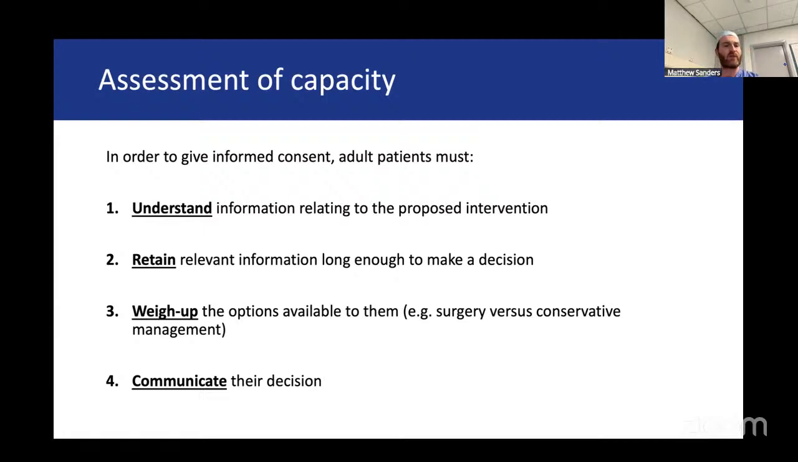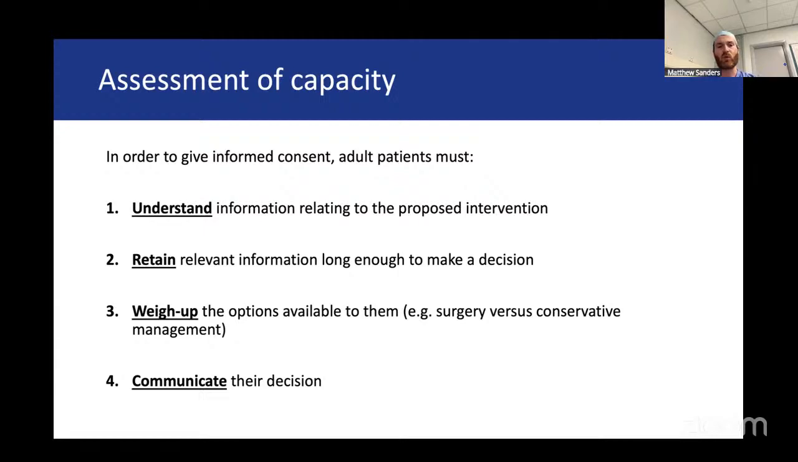An individual has to be able to retain the relevant information long enough to make a decision relevant to the question being asked of them. Importantly, they do not have to be able to retain that information for a defined period of time, for example, from clinic through to being seen immediately prior to surgery. They only have to be able to retain that information long enough to make that decision at that point.